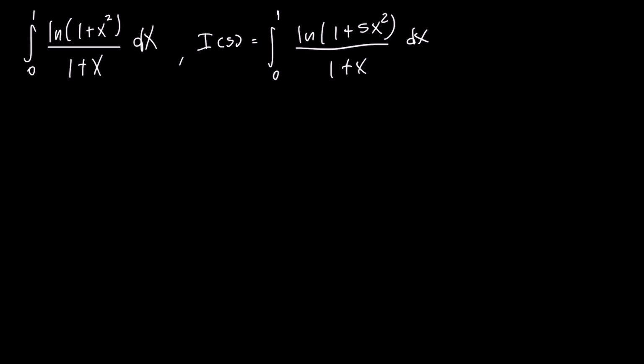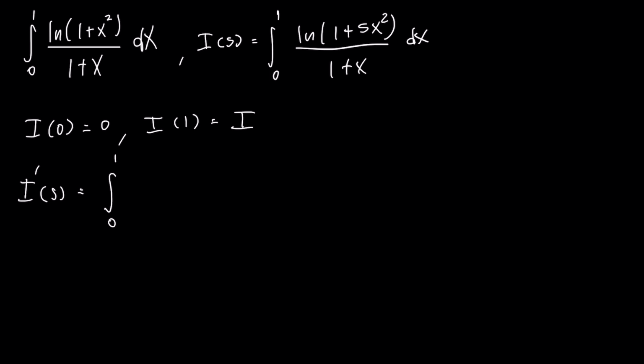And we're going to notice that I of 0 will yield 0, and I evaluated at 1 will give us our integral I. So now differentiating both sides, we have that I prime of s is the integral from 0 to 1 over 1 plus x, the derivative with respect to s of the natural log of 1 plus sx squared dx.